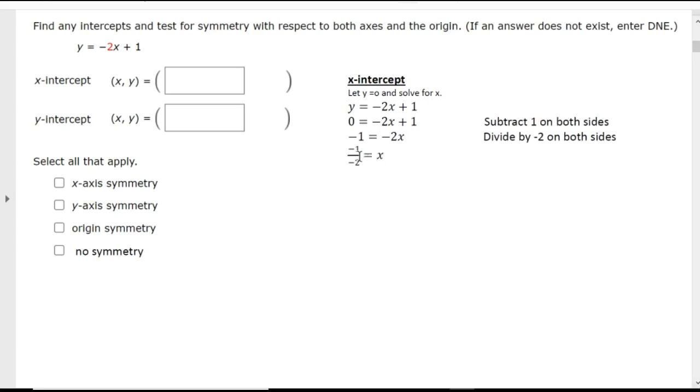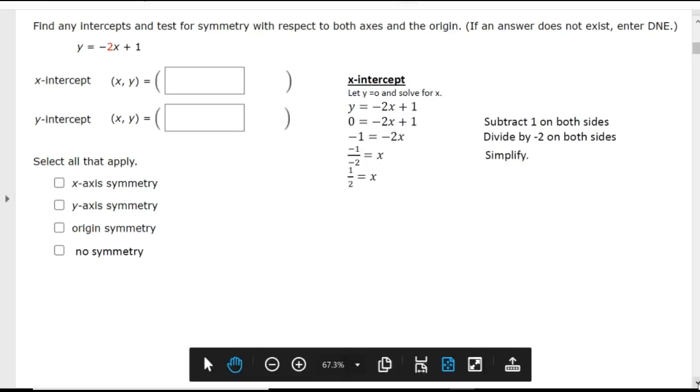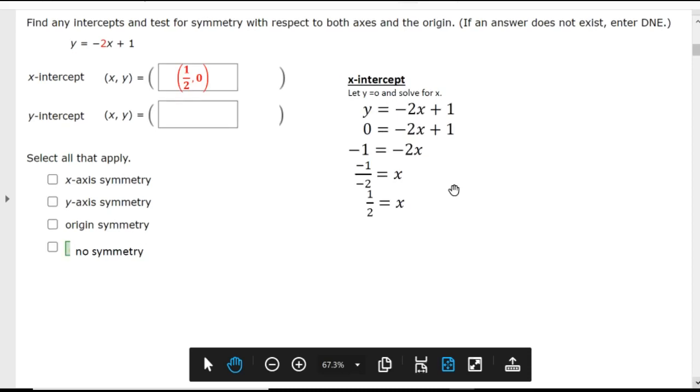So we end up with negative 1 divided by negative 2 is equal to x. And if we simplify, we get x equals a half. So when x is a half and y is 0, then that is our x-intercept. And now we're going to look for the y-intercept.